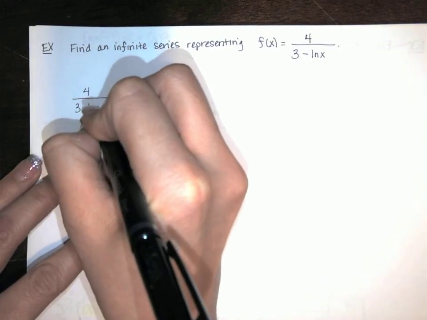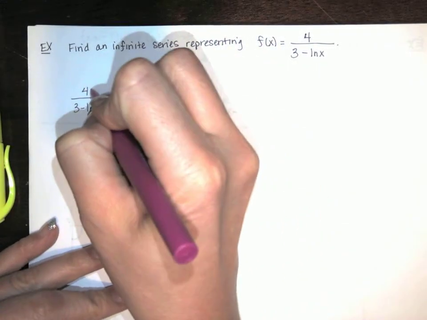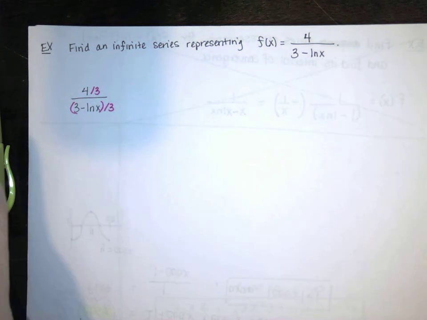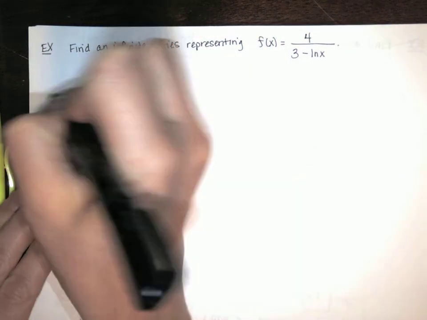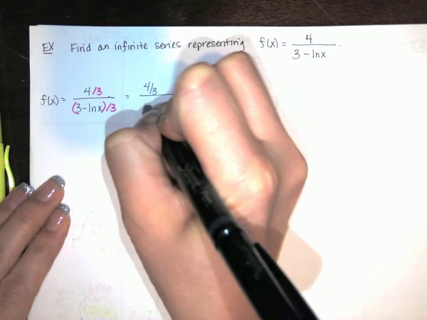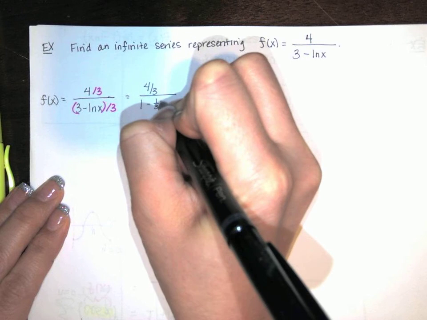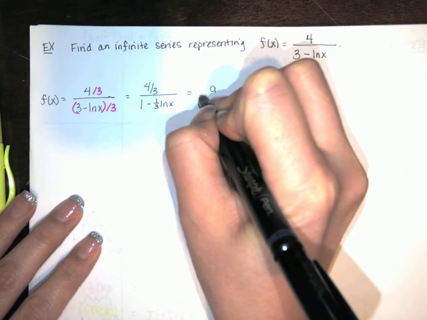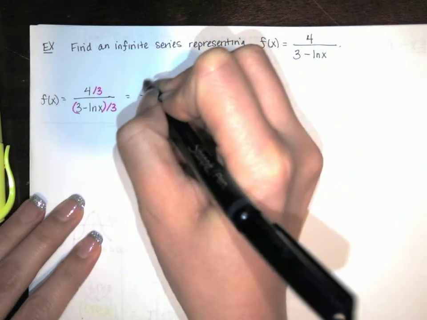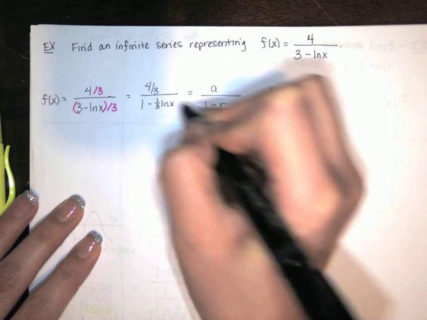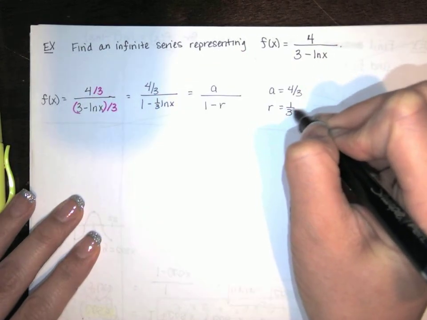Now, in order to make this look like a over 1 minus r, I need to get rid of that 3 there. So I will divide the numerator and denominator by 3 to make it match our pattern. So I've got 4/3 over 1 minus 1/3 natural log of x. And through pattern matching, if I'm saying that that is a over 1 minus r, a must be that 4/3, and r must be the 1/3 natural log of x.